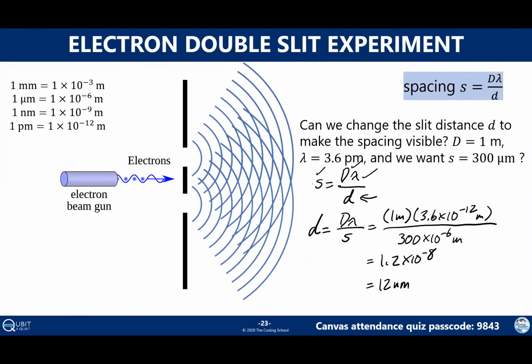So let's take a step back. What are we calculating here again? 12 nanometers has to be the distance between your slits. So in order for you to see electrons interfering with each other on the screen, your slits have to be super close together. Just to give some idea of what size this is, about the width of DNA.